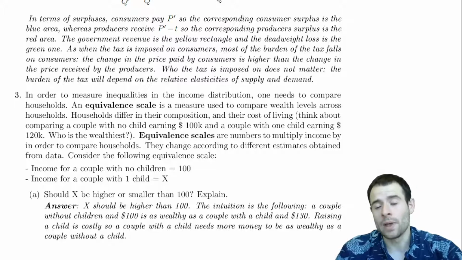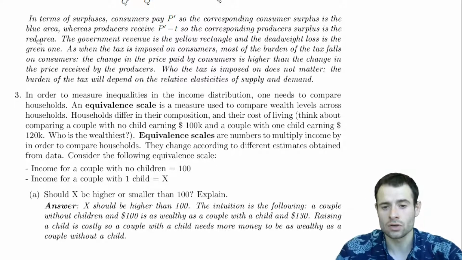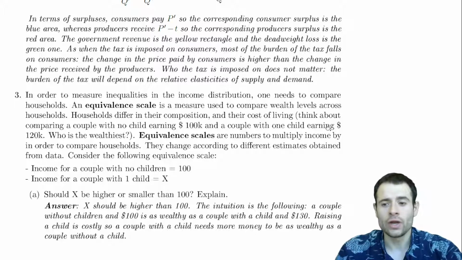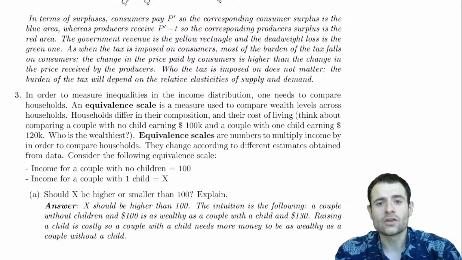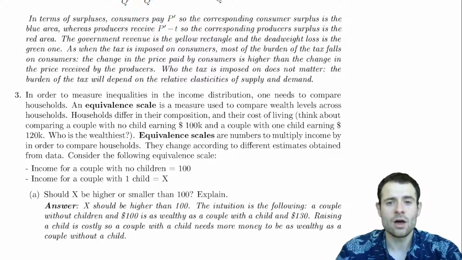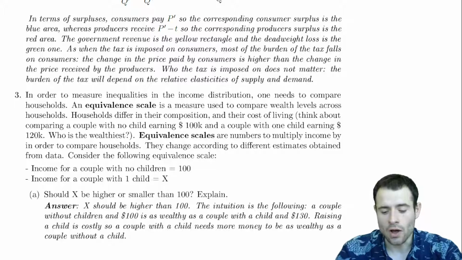Their cost of living. For instance, compare a couple with no child earning $100,000 and a couple with one child earning $120,000. On one hand, one couple is wealthier in absolute value. $120,000 is bigger than $100,000. On the other hand, one household is composed of two people, whereas the other is composed of three people. Two adults and one child. In this case, who is the wealthiest? We need to factor in, one way or another, the cost of raising an additional person, in this case, raising a child.